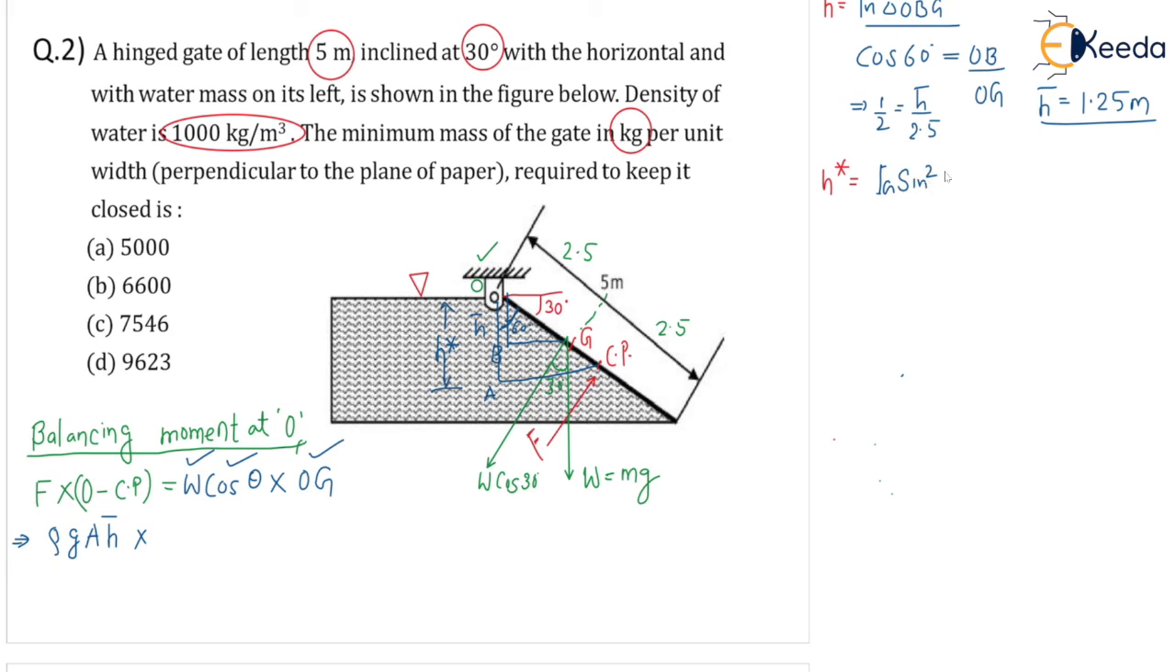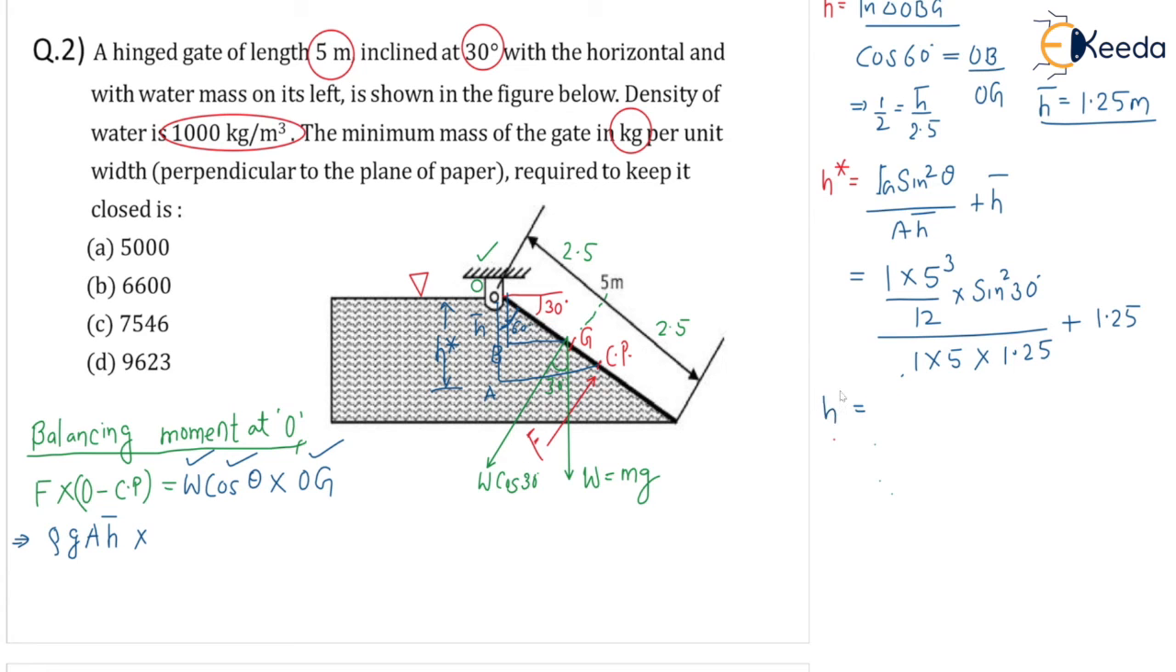H star equals IG sin square theta by A H bar, plus H bar. IG is your B D cube by 12, so with width 1 and depth 5, it is 5 cube by 12, times sin square 30 degrees, divided by the area of the plane surface, 1 into 5 into 1.25, plus 1.25. If you calculate, you get H star equal to 1.6666 meter. Please take the value up to 3 to 4 decimal digits, then only your answer will match exactly with the given option.